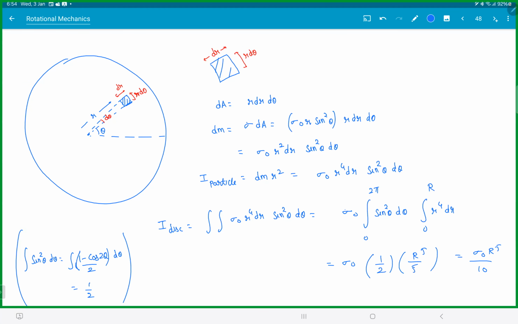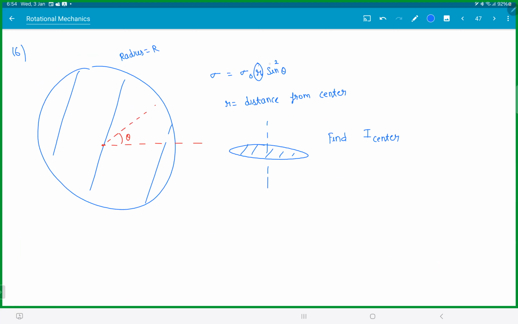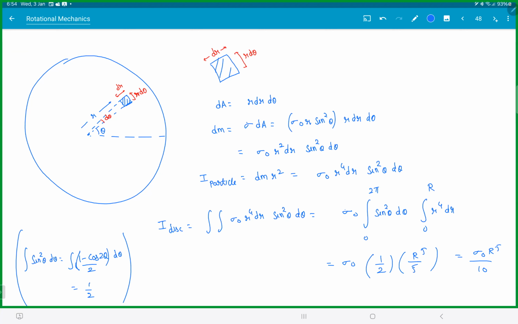So for the double integration, the main idea is that there are two properties changing. r is also changing, theta is also changing. That should give you the idea, boss. There are two integrations involved. Have a look at this. Clear with this?